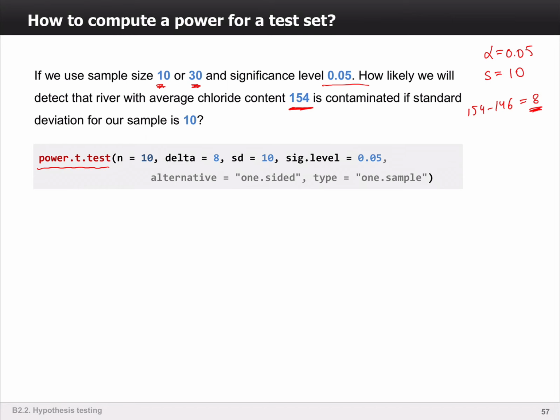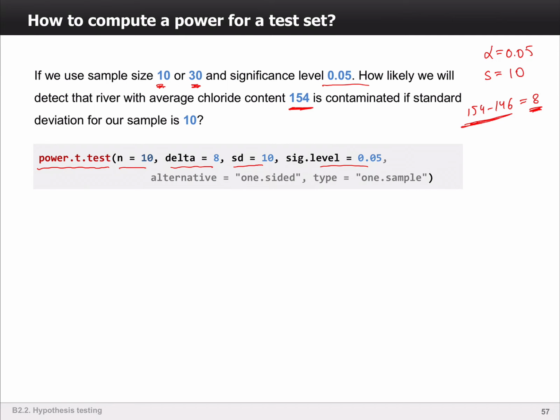Okay, and then it has the following parameters. This is the sample size. This is the size of effect. It's the difference between the true, the real population average and your null hypothesis. In our case, it's 8. This is the standard deviation of your sample, and this is the significance level. These are the most important parameters. Later you will see that there will be some more.